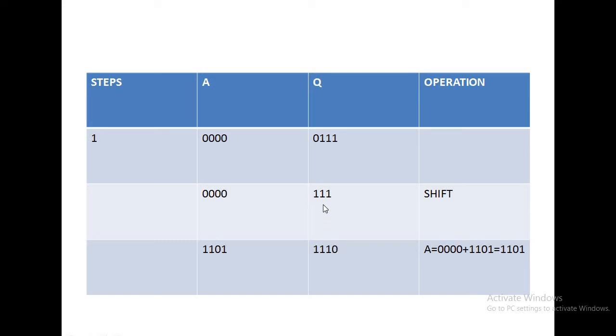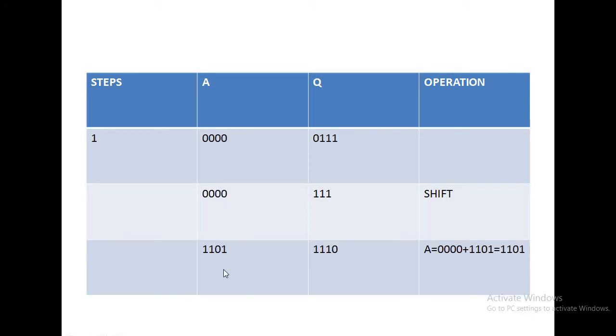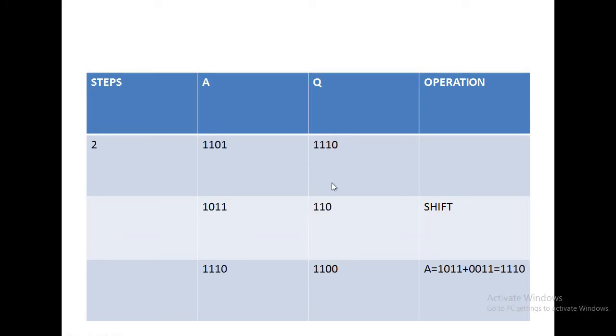Okay. So again I am telling, this is the A value and this is the Q value. First operation is left shift. Then perform A is equal to A minus M, which is the same as A is equal to A plus 2's complement of M. That is the value 1101. Since the sign bit of A, the MSB bit of A, is 1, it is changed to 0. Then in the second step, this is 1101 and this is 1110.